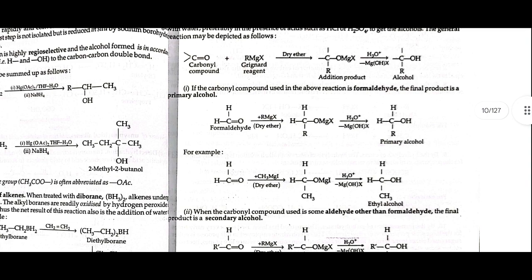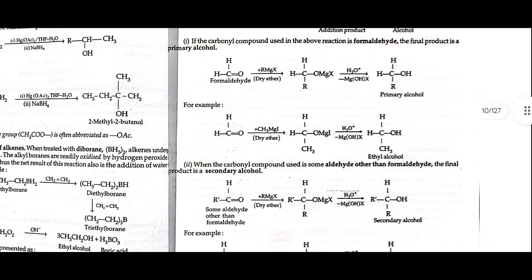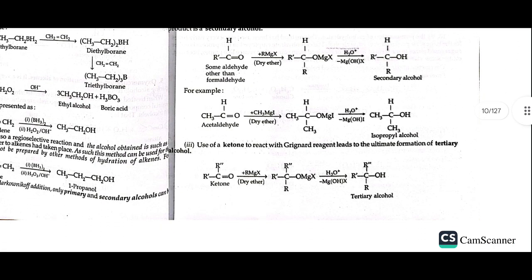If the carbonyl compound used in the above reaction is formaldehyde, the final product is a primary alcohol. When the carbonyl compound used is some aldehyde other than formaldehyde, the final product is a secondary alcohol. Use of a ketone to react with Grignard reagent leads to the ultimate formation of tertiary alcohols.